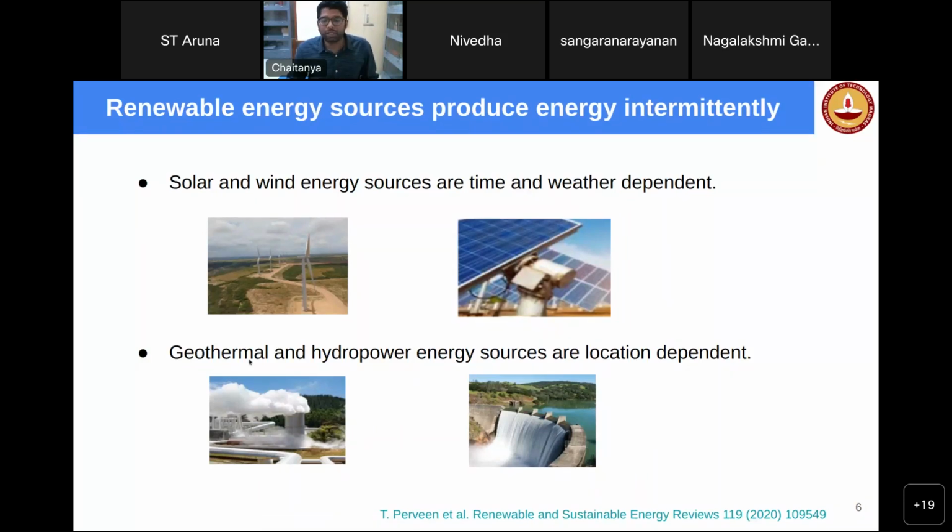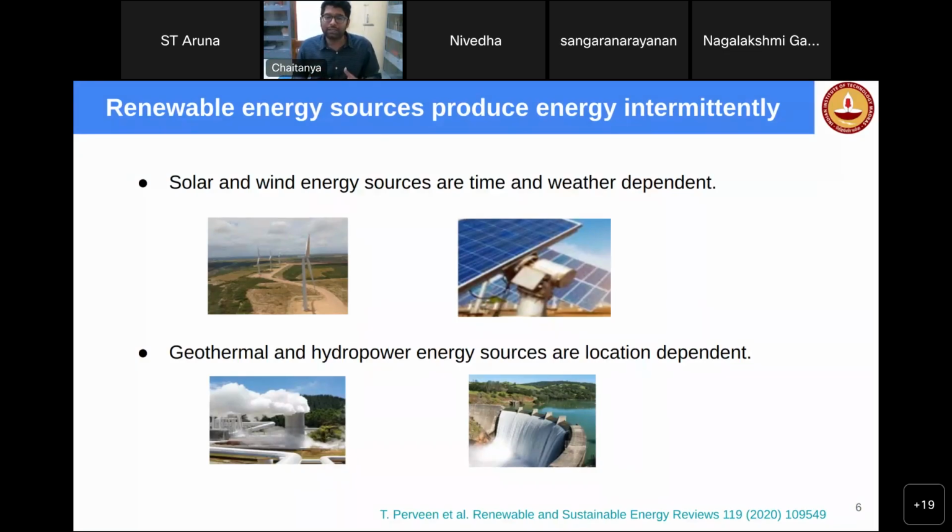Similarly, when you consider geothermal or hydropower energy resources, they are specifically location dependent. We have dams at specific places where you have a large water body, and geothermal energy can only be extracted from a specific location. So although renewable energy resources are a very good source of energy for us, they are either time dependent or weather dependent. What does that mean? When we want the power, we cannot simply ask for it and get it. We need to first store the energy when it is there and reuse it when we want it.